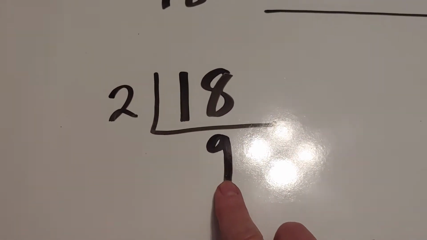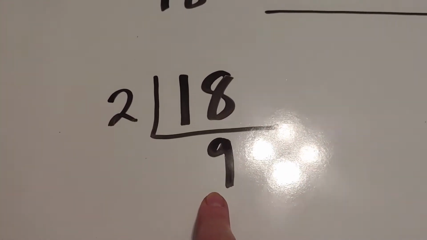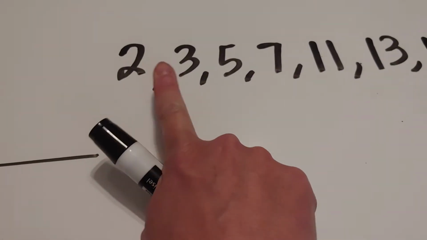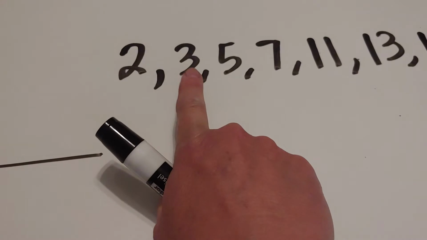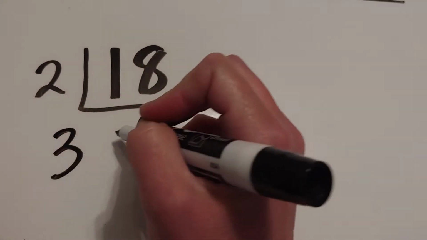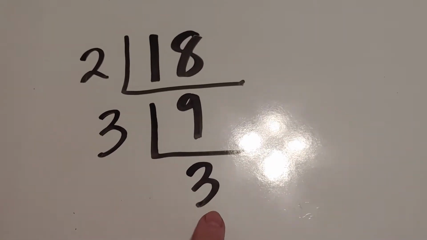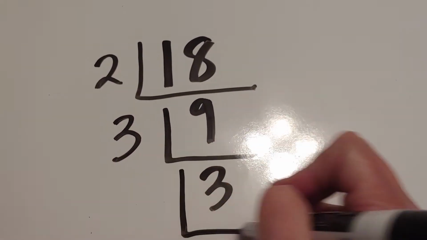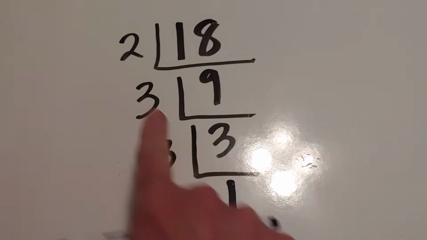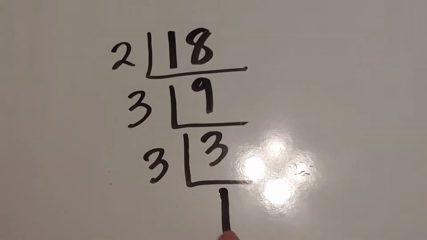Now, we're going to repeat this. Does 2 divide 9? No, it doesn't. So we're going to move to the next prime number. We already used 2, it doesn't work anymore, so now I'm going to use 3. Does 3 divide 9? Yes, 3 divides 9, and I get 3. Can I divide 3 by 3 again? Yeah, 3 divides 3, I get 1. You know you're done with this process when the very last number on the outside is the number 1.